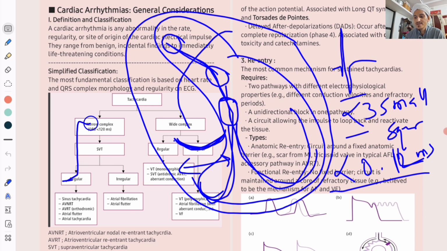bizarre like this, or maybe like this. This is the concept you need to remember. Whenever the current flows through the normal wires, the QRS complex will be narrow, and whenever the action potential is not utilizing this normal wire system, the QRS complex would be wide. This you should remember.